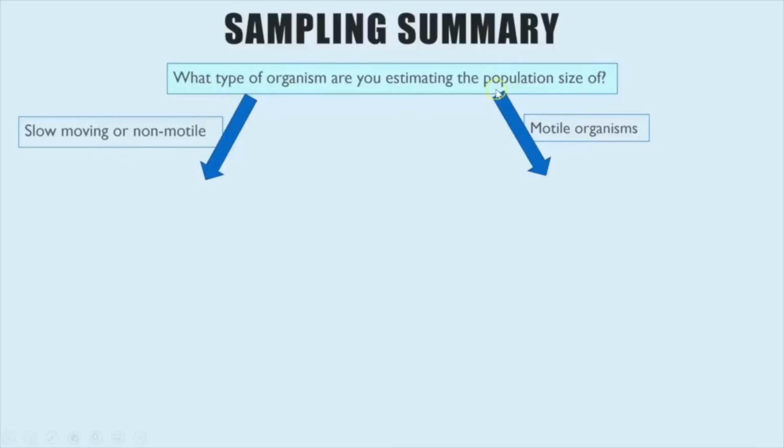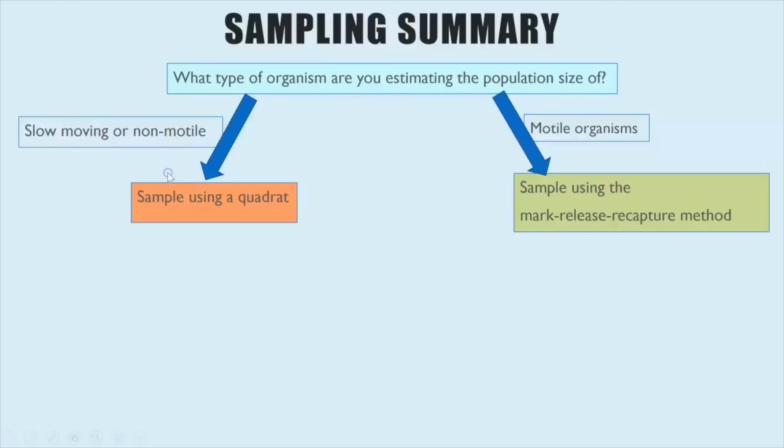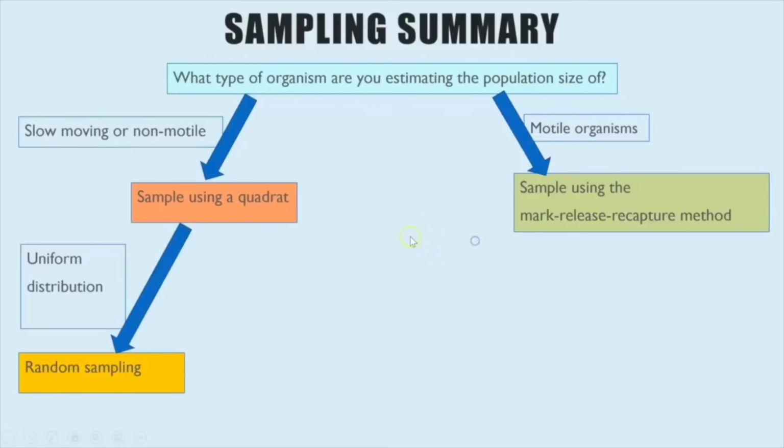Are you sampling the population of motile organisms? And that means organisms which are moving a lot, so most animals. Or are you going to be sampling slow moving, like a snail, or non-motile, like plants, or certain animals you might find in rock pools that don't move? So depending on which example you've been given in an exam question will let you know whether you are sampling with a quadrat or if you're using the mark, release, recapture method.